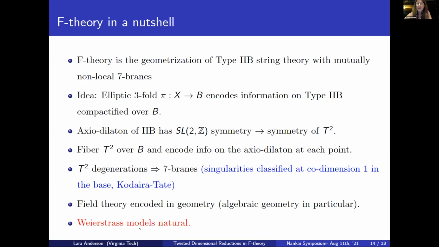In this context, Weierstrass models are natural. Why is that? Because the Weierstrass description gives you a very minimal, simple description of the fiber for which, over each point in the base, you have a well-defined value of the axiodilaton that you can map to. So it is a minimal and well-understood description. There's a nice limit between F-theory and type IIB that you can take in this context, which is well understood.